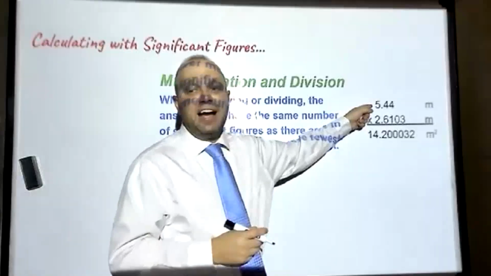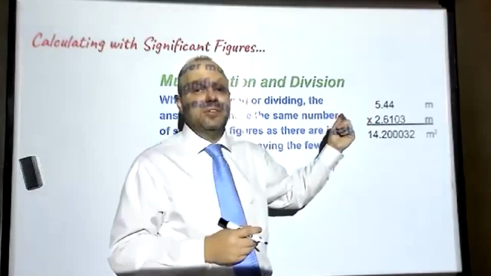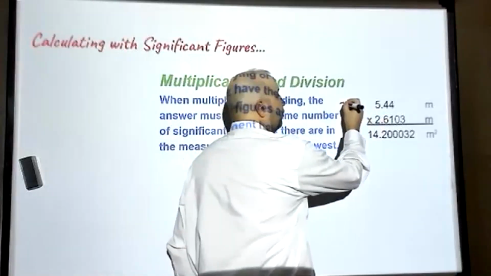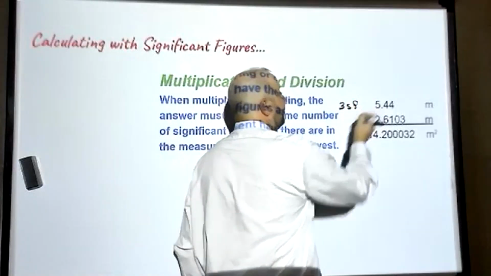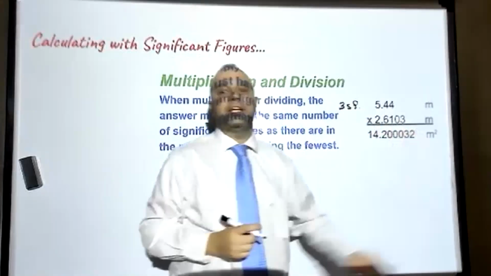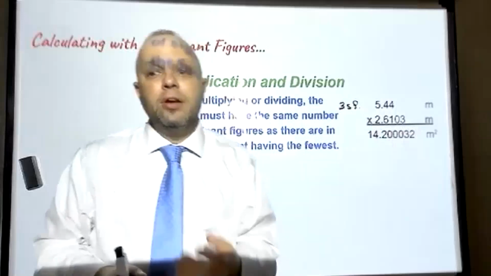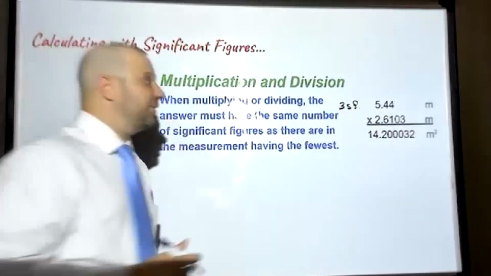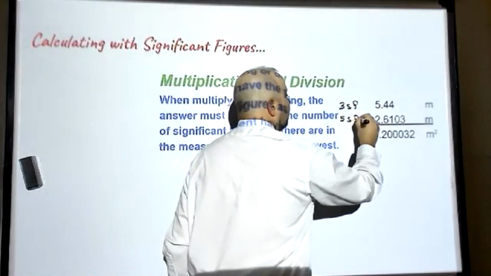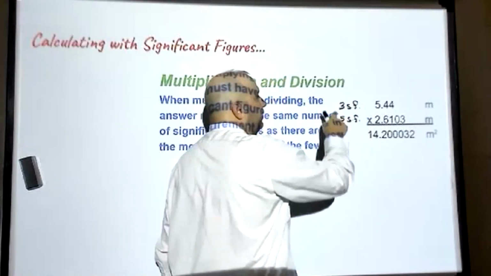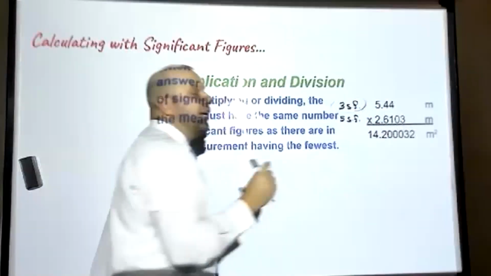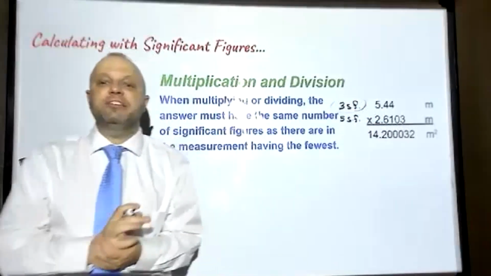So the number 5.44, there is a decimal place, so we're going to count in this direction. This number has 3 significant figures. The number 2.6103, there is a decimal place, so that number has 5 significant figures because I count all of these. So now you identify which of these 2 is the least, so that's 3. So that means your answer can only have 3 significant figures.